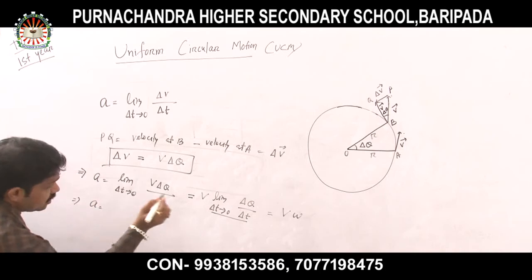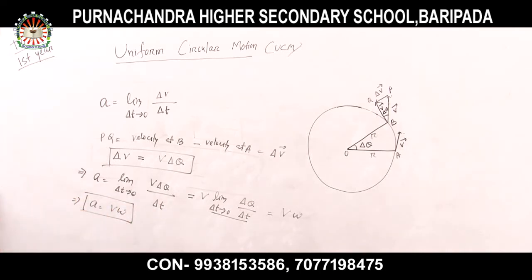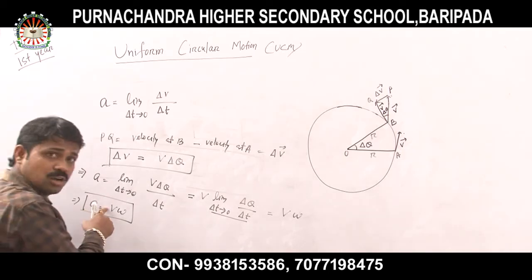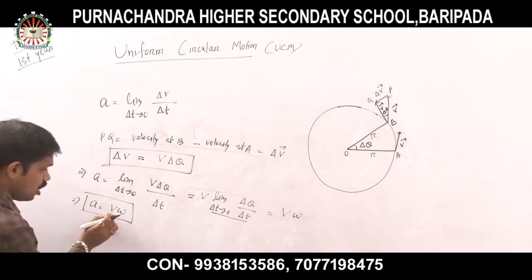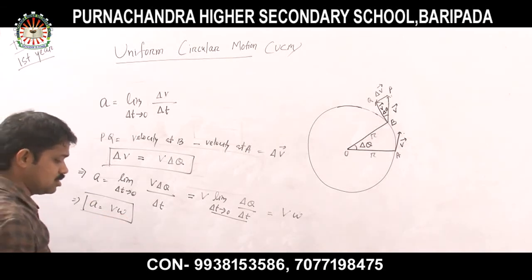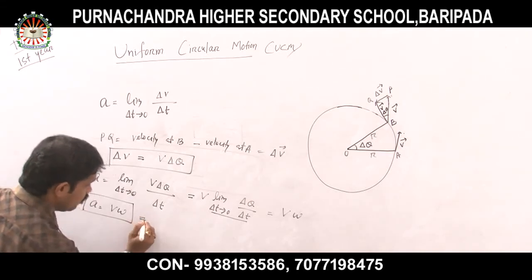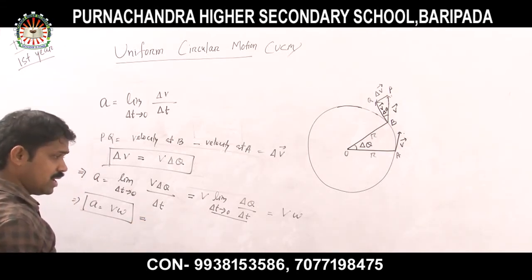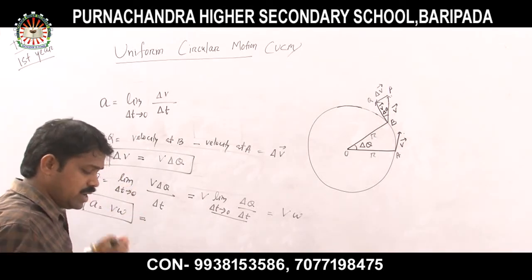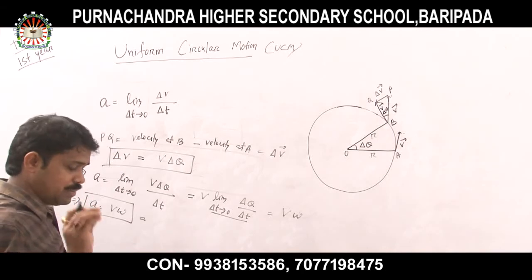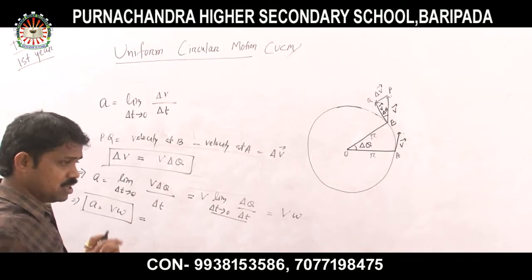So what I will get? Now a is equal to... There is a very important relationship that I have got. That is a is equal to V omega. That is the product of the linear velocity and the angular velocity. a is equal to V omega. But we know the relationship between linear velocity and the angular velocity. We know the value of linear velocity and angular velocity. V is equal to omega r.